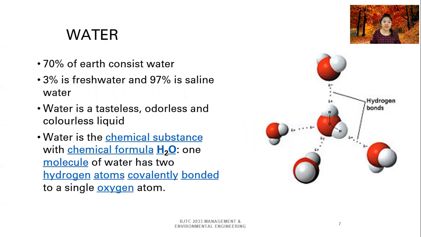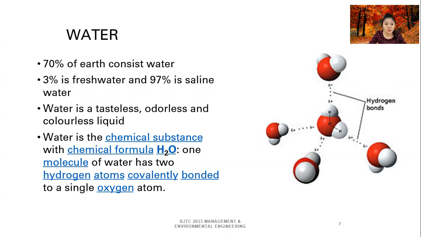Water is something that 70% of our earth consists of. Of that, 3% is fresh water and 97% is saline water. So actually, do we have a lot of water to use? No. On our earth, there is only 3% that we can use for our drinks and other needs. That is the fresh water. The rest, 97%, is saline water. Saline water is something that's salty, air garam, air masin.